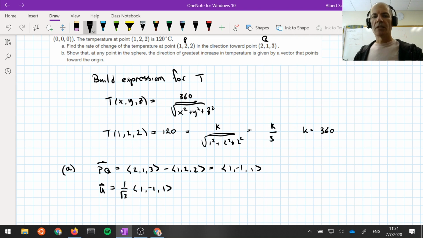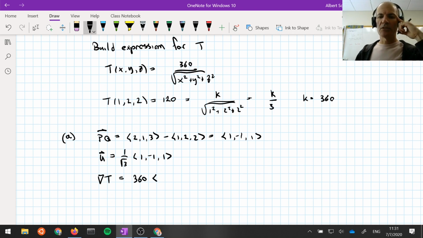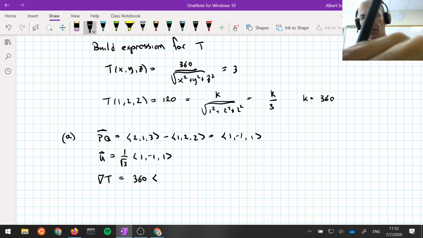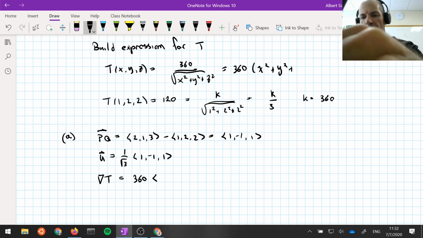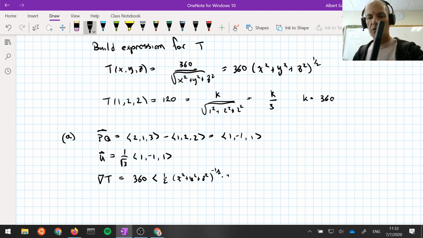What's the next thing we need? We need the gradient of this function T. Let's compute the gradient of T. That's going to be 360, that scalar just comes out front, times the derivative of what's inside. It might help you as you're computing this derivative to rewrite this as x squared plus y squared plus z squared raised to the 1/2. Now we can take the derivative. We're going to get a 1/2 times x squared plus y squared plus z squared to the -1/2. And then don't forget the chain rule, times the derivative of what's inside, 2x.